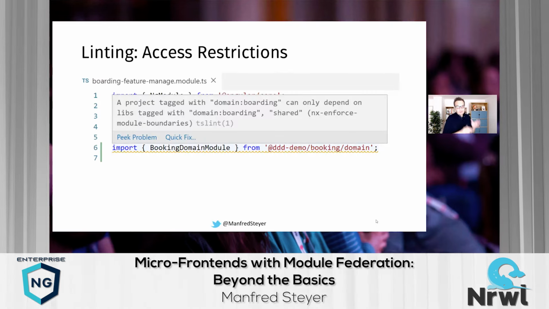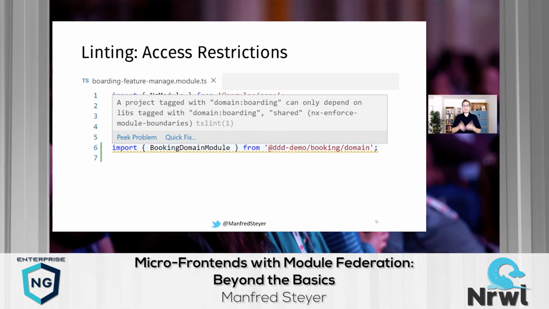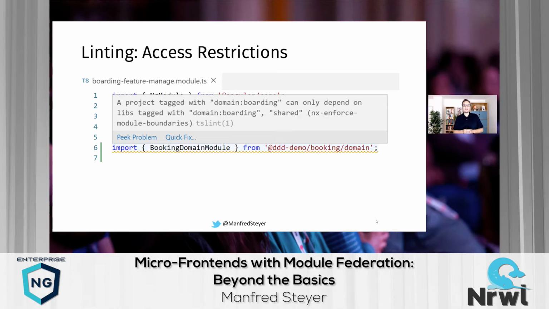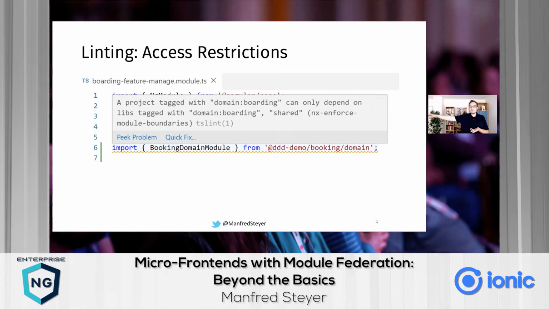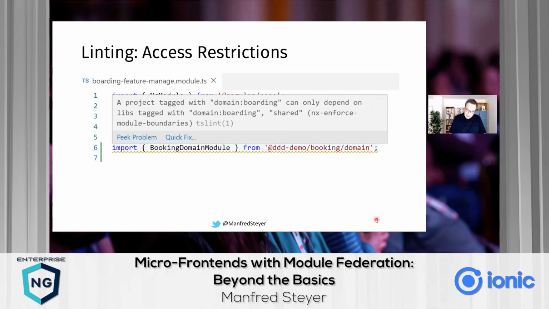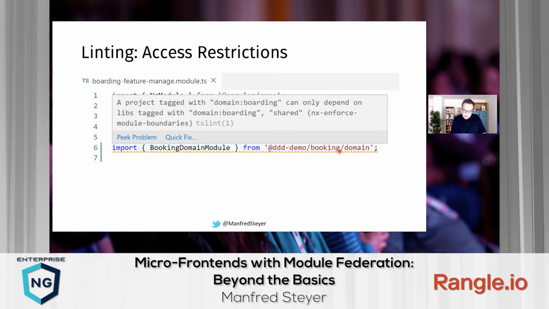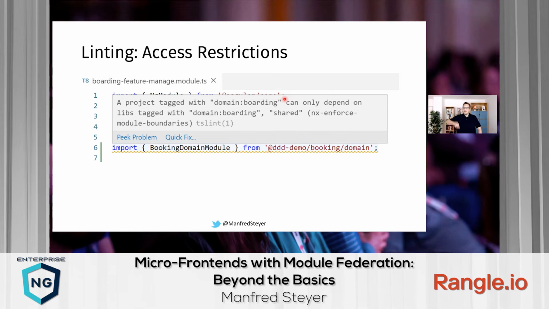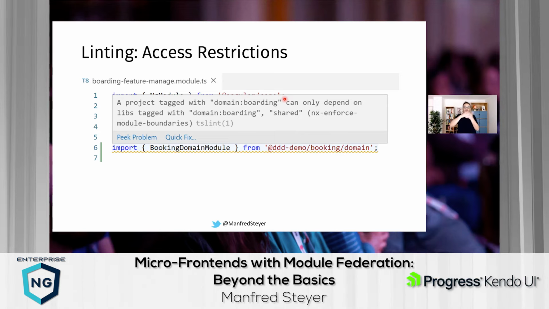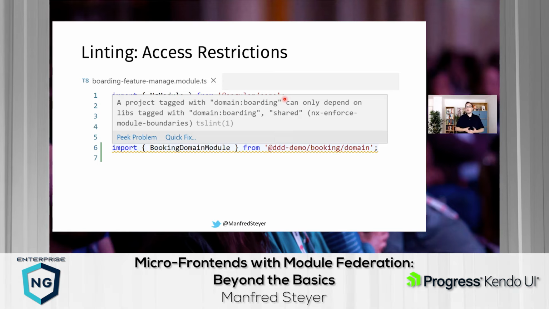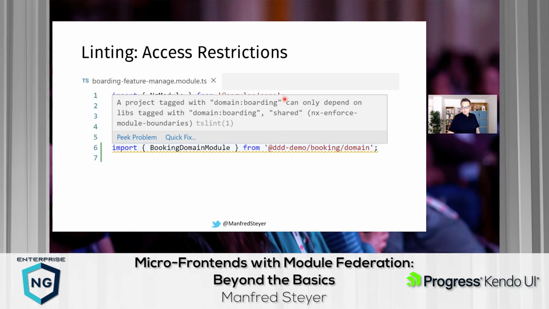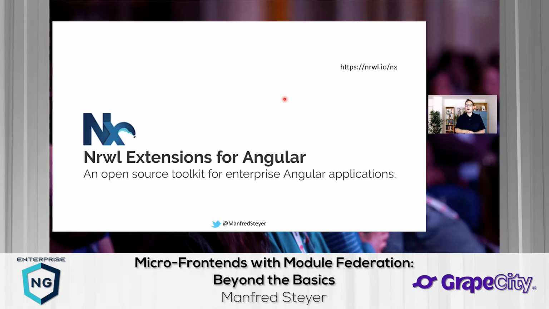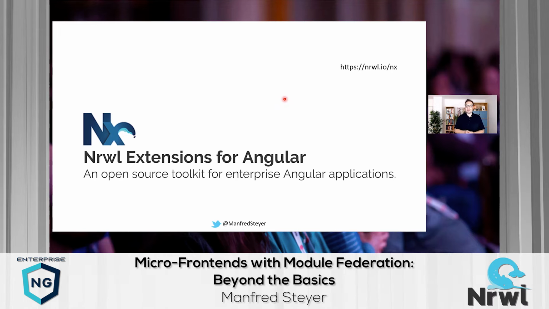Well, in this case, I would really use linting. For instance, Nx brings you a beautiful linting rule that can be configured so that it is not allowed to grab over to another business domain. Here, for instance, I'm trying to grab over to my booking domain, even though I'm in my boarding domain. And so my linting rule tells me, no, Manfred, you are not supposed to do this. Don't couple your business domains, your micro-frontends to each other. As mentioned before, all this goodness is shipped with Nx, and Nx even brings you more nice features for enterprise scale applications.